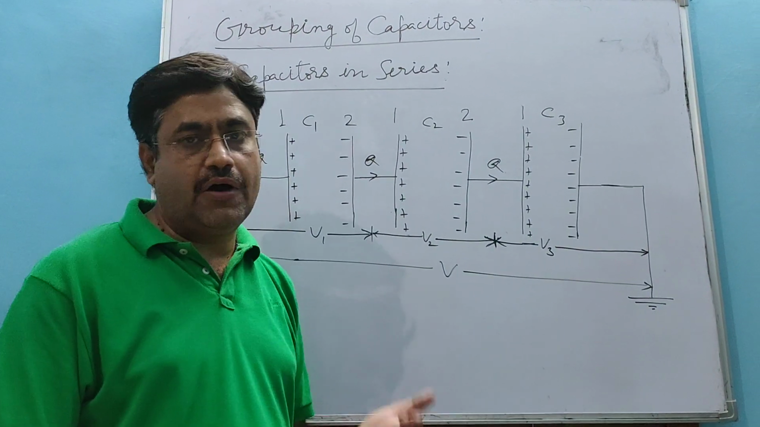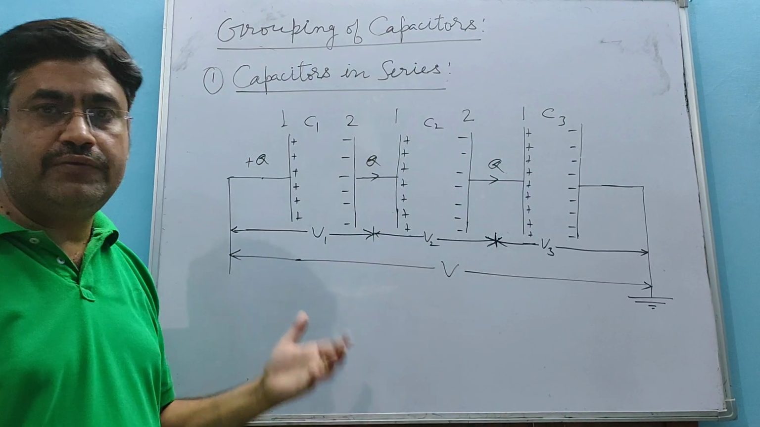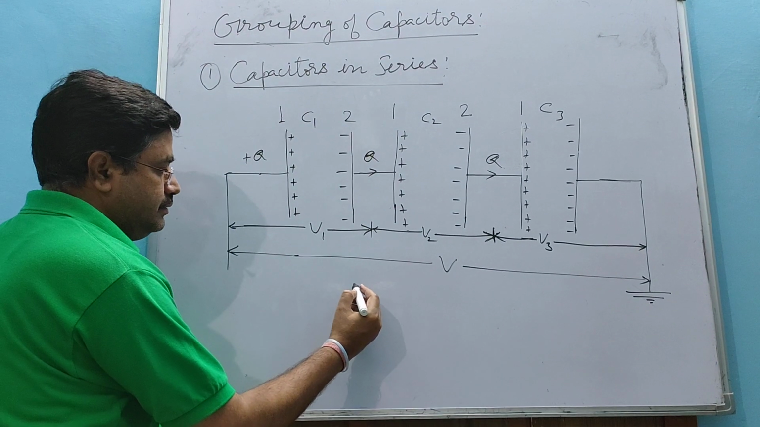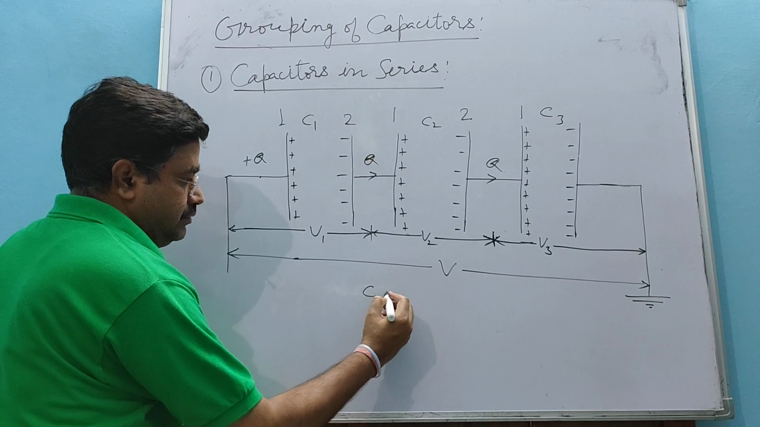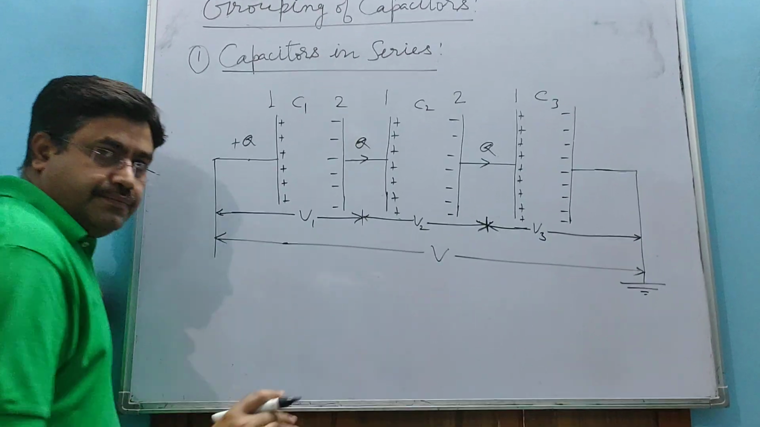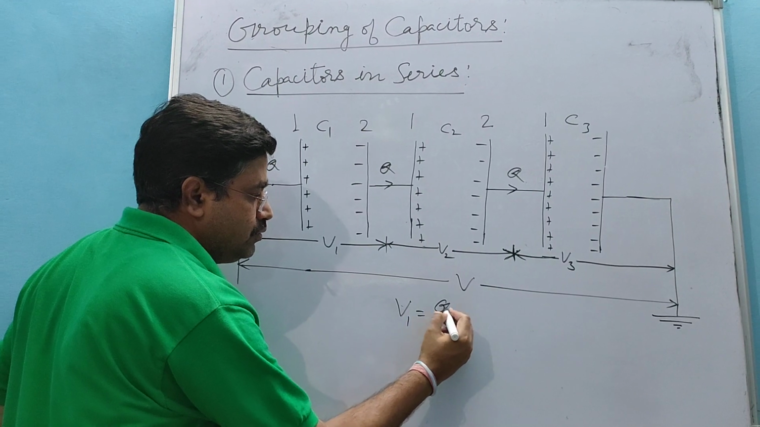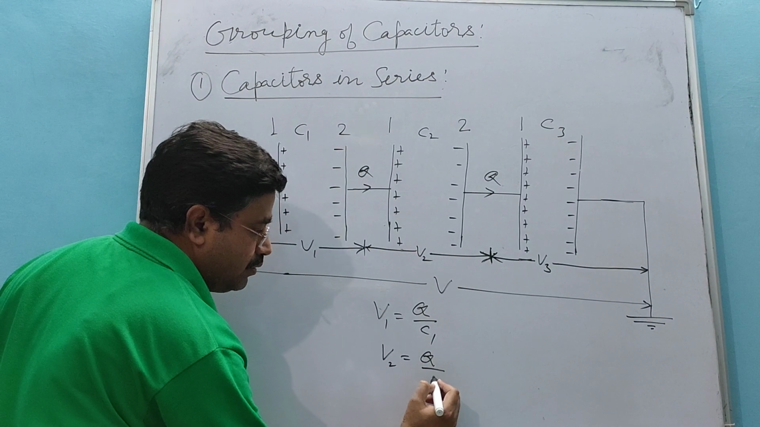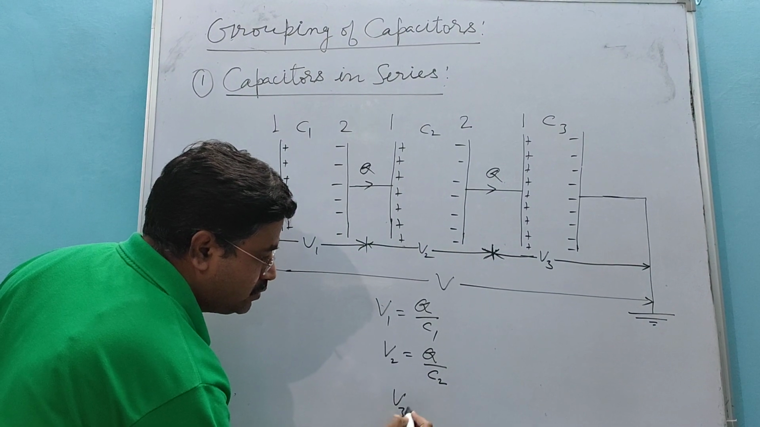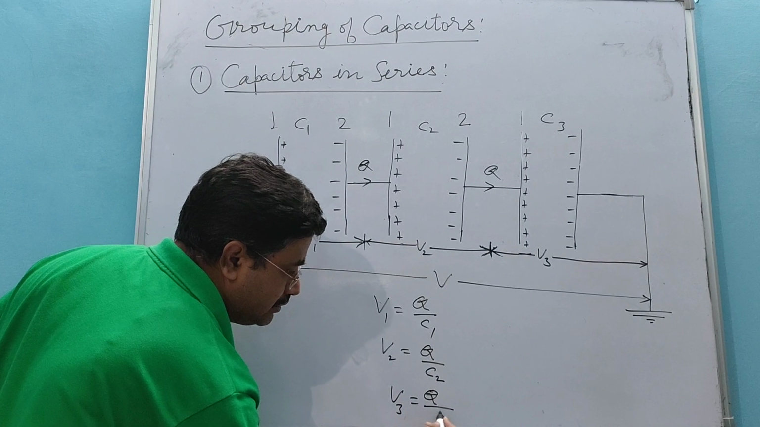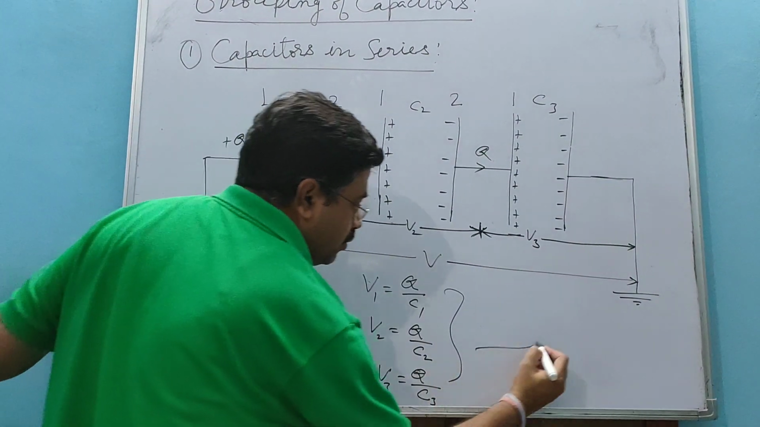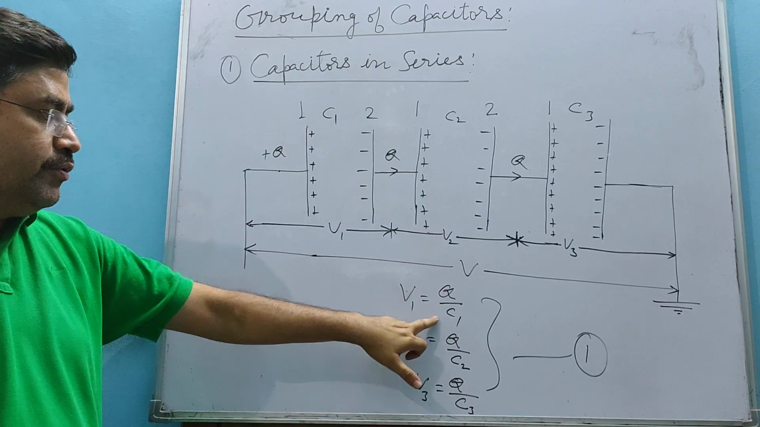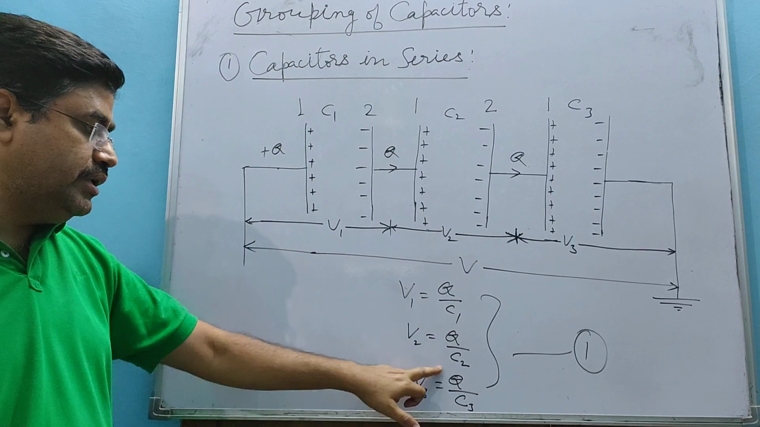Now what is our aim? Our aim is to find the equivalent capacitance of this combination. Clear? You know that V1 equals Q upon C1, V2 equals Q upon C2, V3 equals Q upon C3. This is our equation number 1. Already we wrote this formula: V1 equals Q upon C1, V2 equals Q upon C2 and V3 equals Q upon C3.